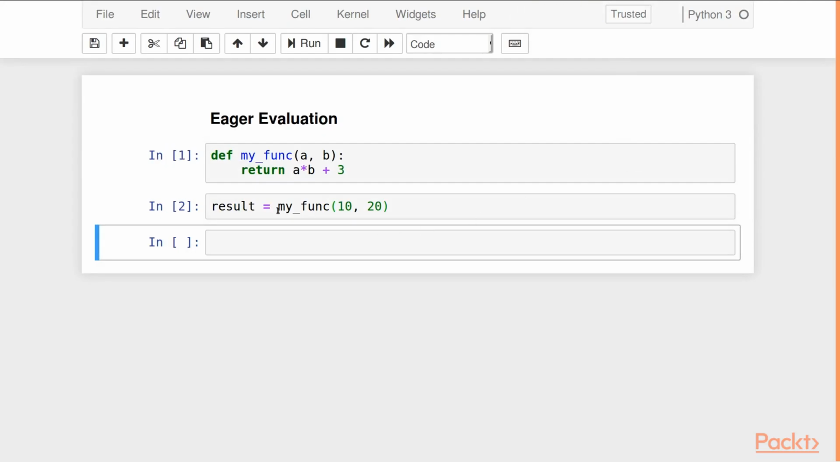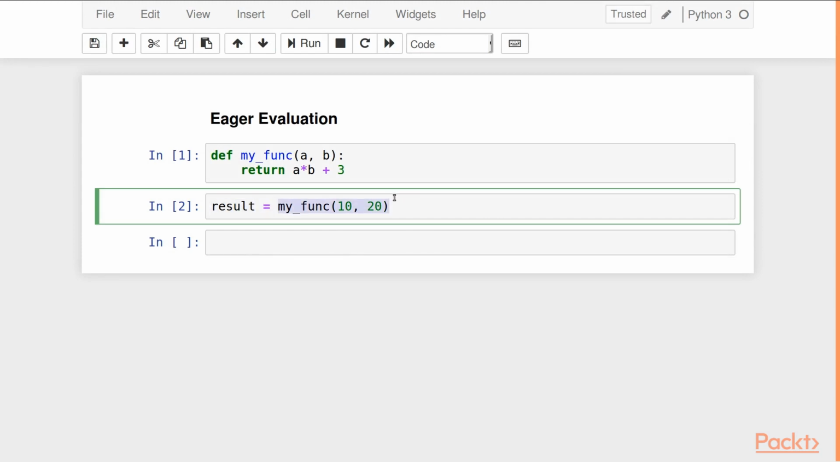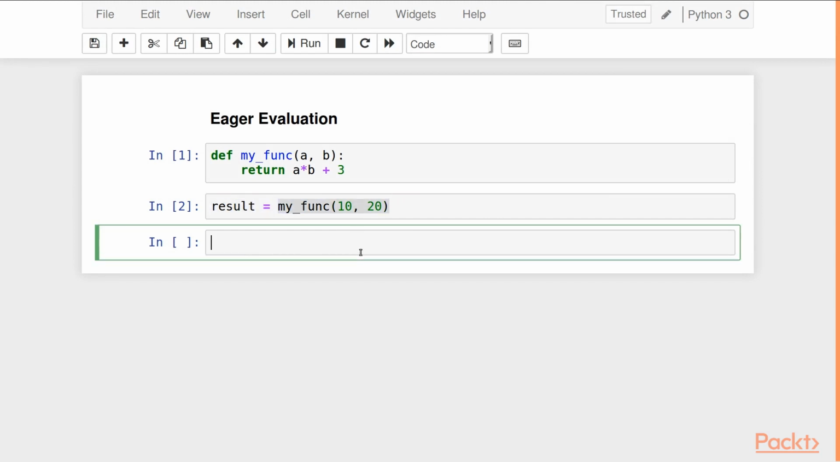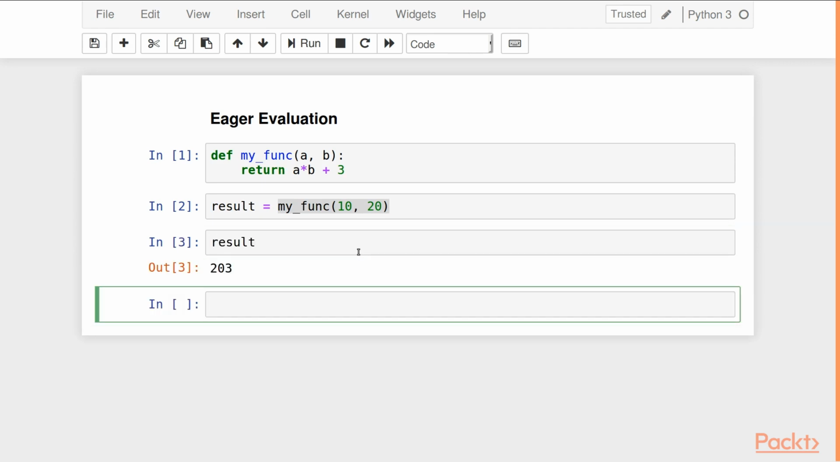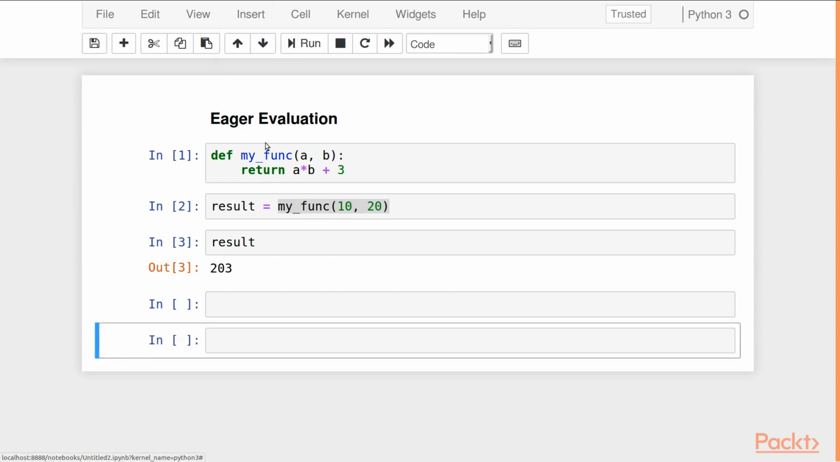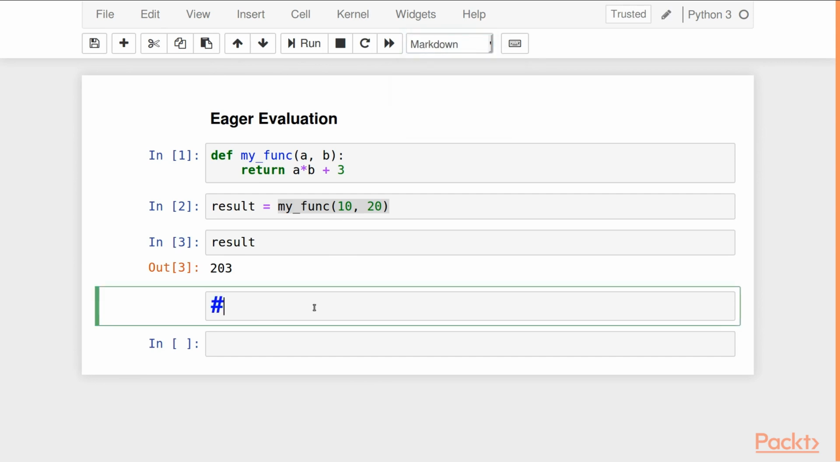So as soon as I call this function myfunc, it is immediately evaluated. There is nothing stopping it from being lazily evaluated. Hence, the result is computed immediately. So when I return result, I get my answer. So 10 times 20 plus 3, that is 200 plus 3, 203. Now let's take a look at generators.